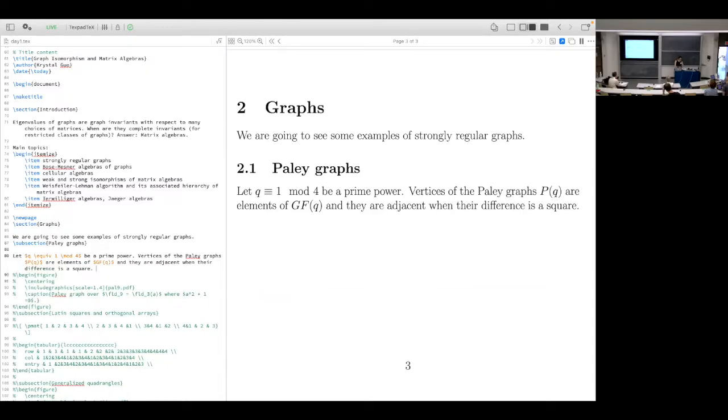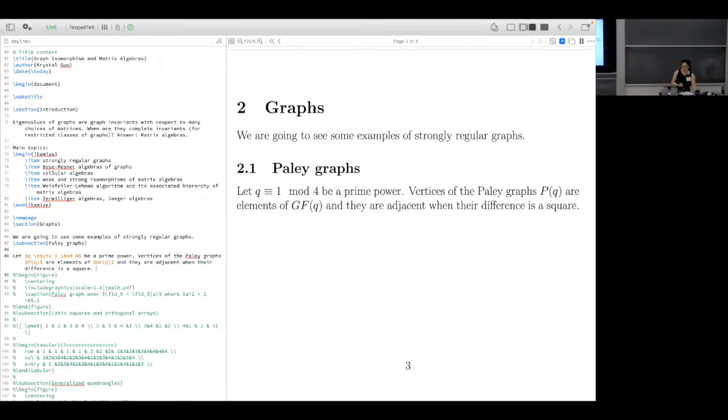So why is Q 1 mod 4? When Q is 1 mod 4, B minus A is a non-zero square if and only if A minus B is a square. So it would be closed under inverses, so you will indeed get a graph instead of a digraph. In general, you can still get a digraph for odd Q. And this is an example also of a Cayley graph, where you have a group, which is the additive group of GF of Q in this case, and then two elements of the group are adjacent if their difference is in some connection set.